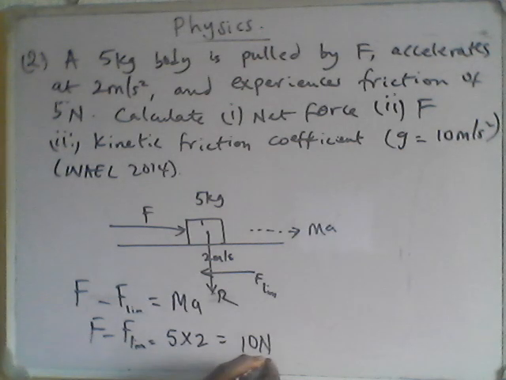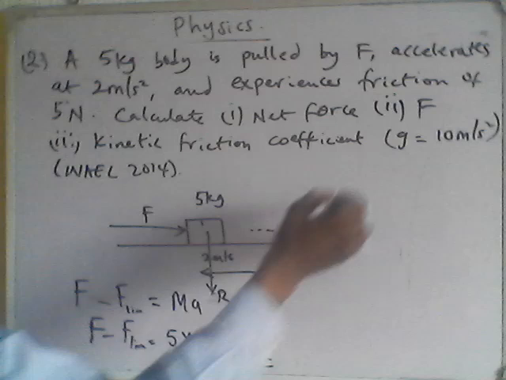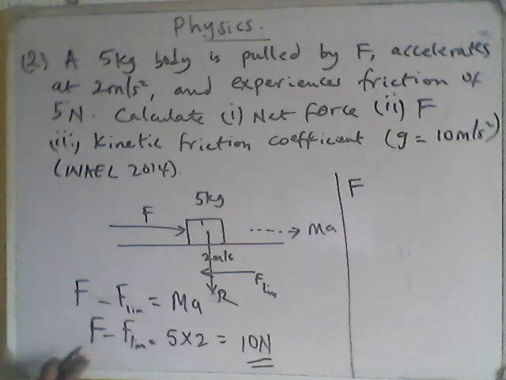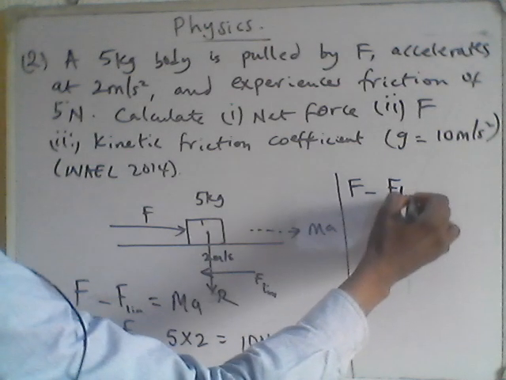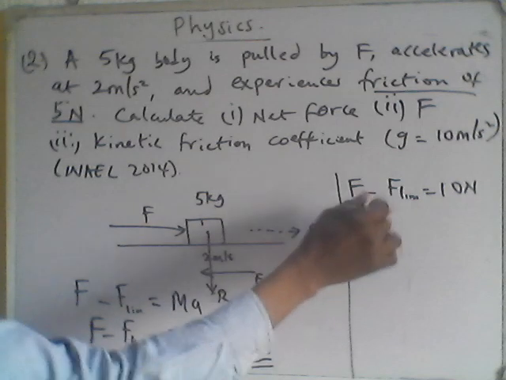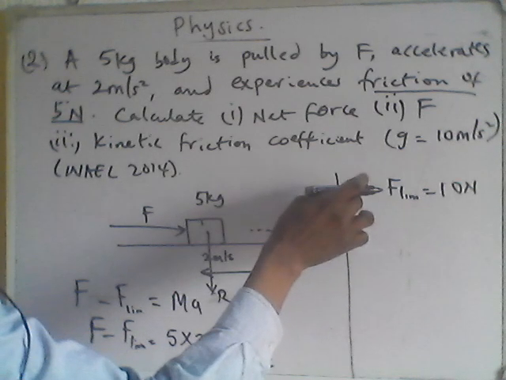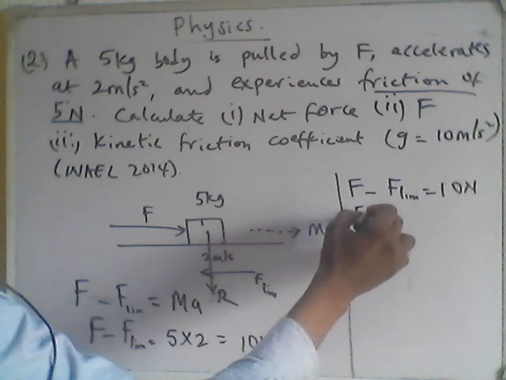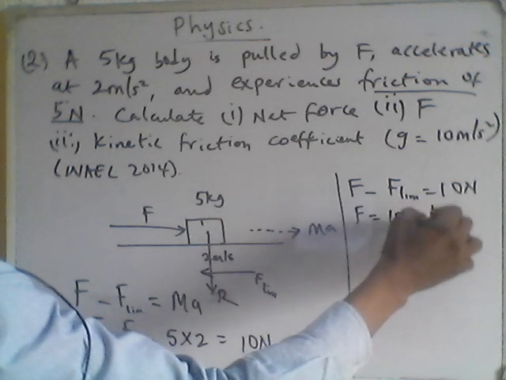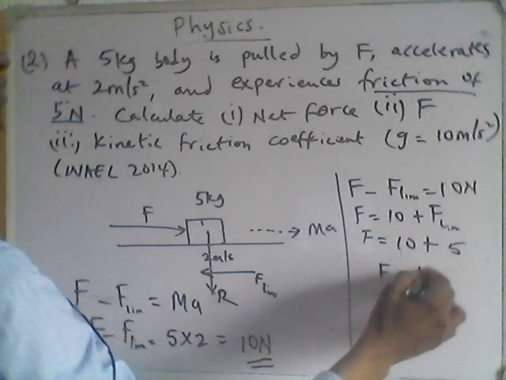So we have gotten the net force, and the net force, that is 10 Newton, is the difference between the force that will pull this thing like this and the limiting force. That limiting force is the frictional force. The next one is to look for F. We already know that there's a limiting force, and to give us 10 Newton, that limiting force is actually 5. So F is equal to 10 plus F limit, and F limit is actually 5. So F is 15 Newton.